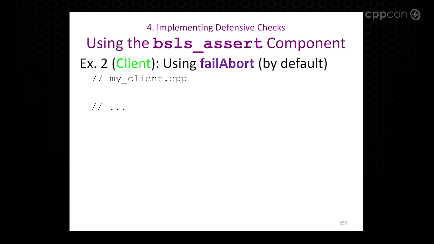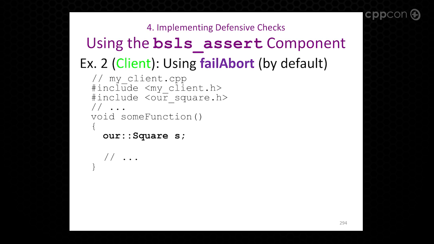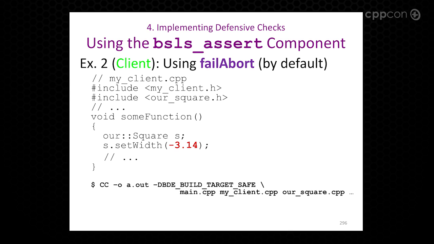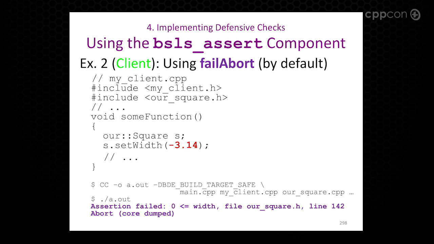Okay, so in this case, we have a client. Client includes its own header file, of course. Then it includes our library square, some function, creates a square. Of course, we want to set it to a bad value. Then we compile it, we run it, and we get this. This is not rocket science, right? The point is it's that simple.